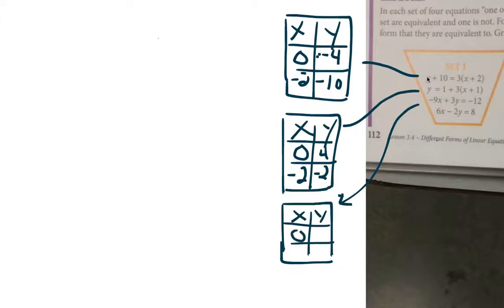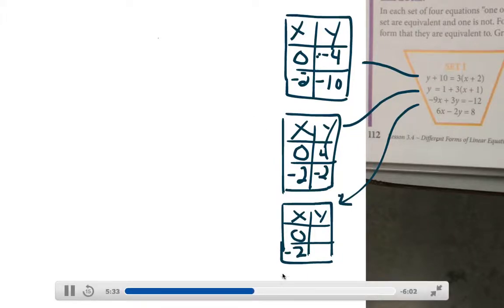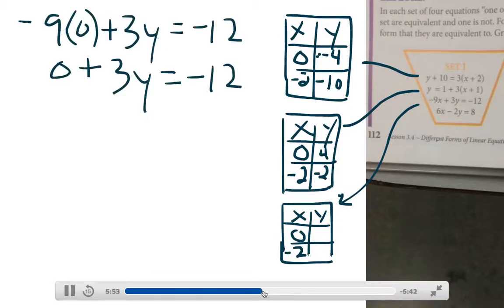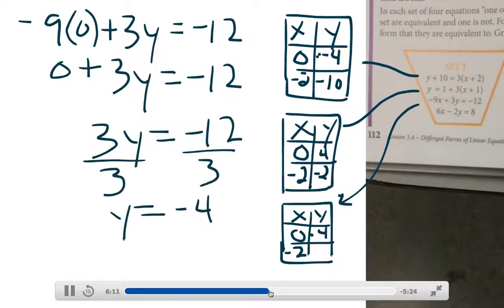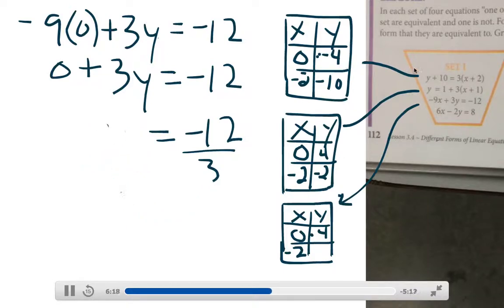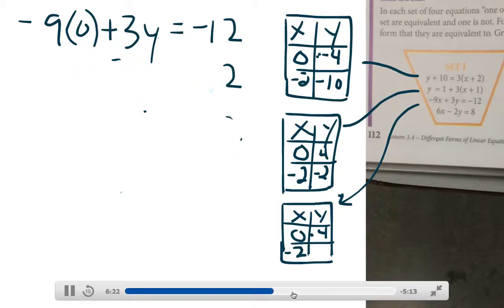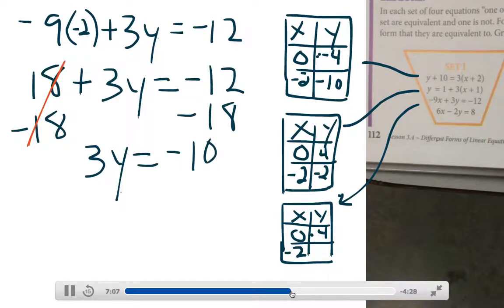So we'll start with x equals 0. And again, I'm going to speed this up a little bit. So y equals negative 4. And so this matches with the first equation. So these two equations, the first one and the third one, match up. So we'd expect that when we put in negative 2, then we would get a negative 10. And in fact, that's what we get.